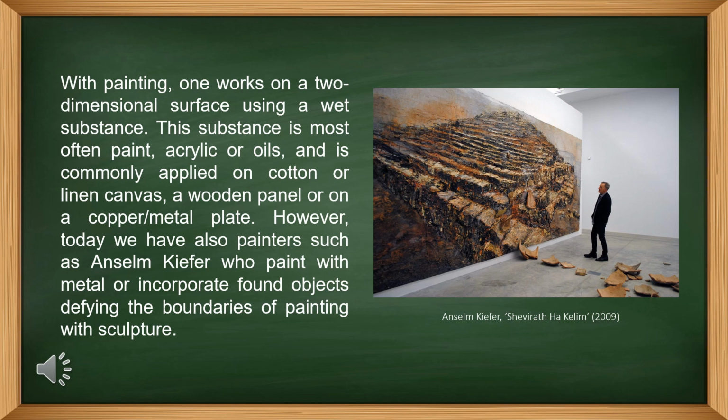This substance is most often paint, acrylic or oils, and is commonly applied on cotton or linen canvas, a wooden panel or on a copper/metal plate. However, today we have also painters such as Anselm Kiefer who paint with metal or incorporate found objects, defying the boundaries of painting with sculpture.